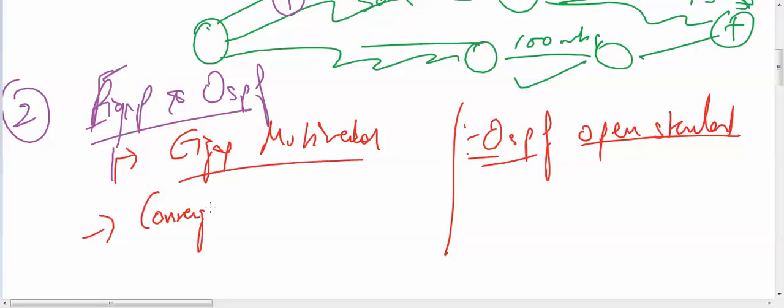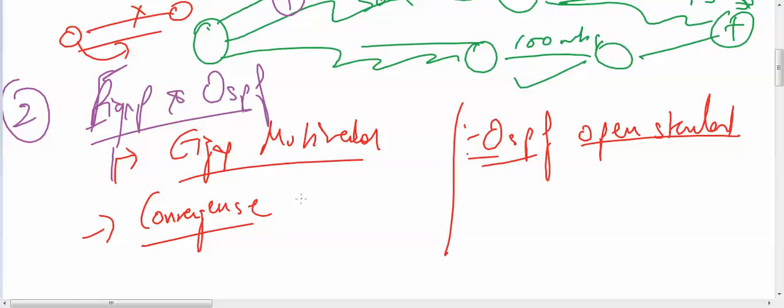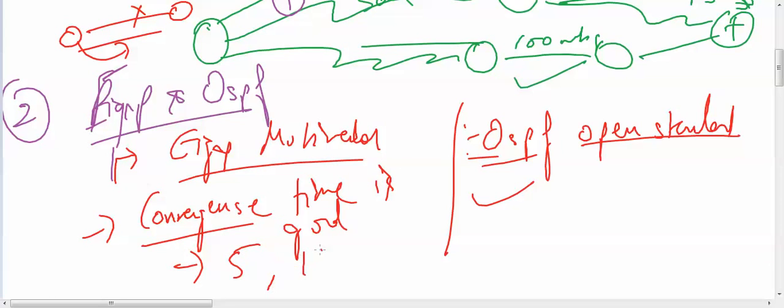Next is convergence. Say a router has two links and one goes down; how much time it takes to move to another path is known as convergence time. EIGRP's convergence time is good. OSPF is also good, but not as good as EIGRP. EIGRP's hello timer is 5 seconds and hold timer is 15 seconds, and OSPF has 10 and 30.